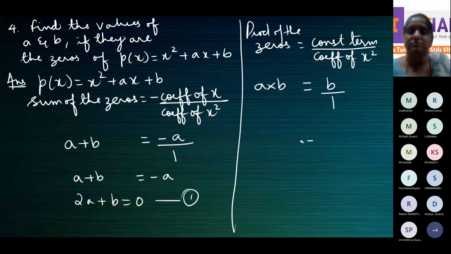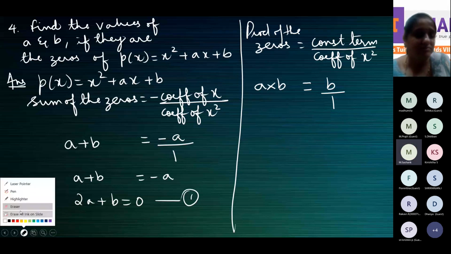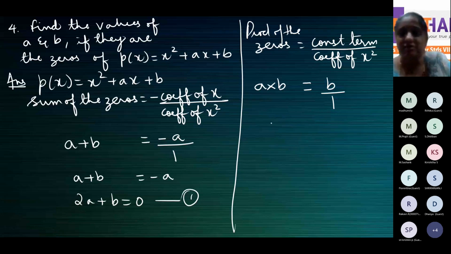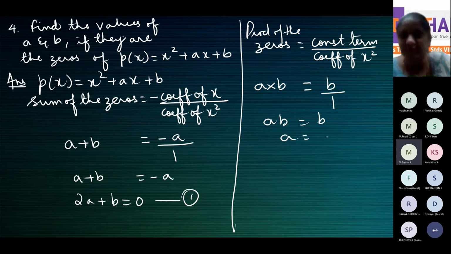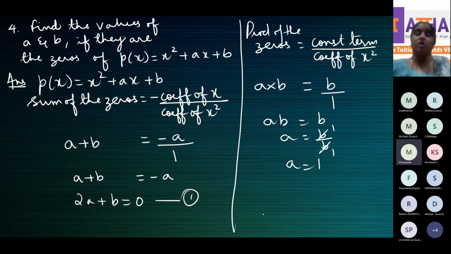Because see here, ab is equal to b. So a is equal to b by b, b goes for division. So b once. So a is equal to 1, not 0. Okay, now you got a is 1.